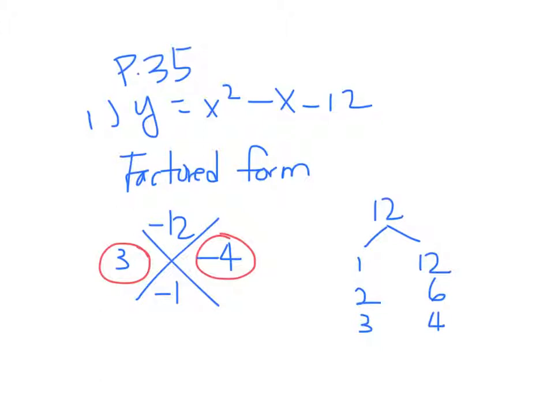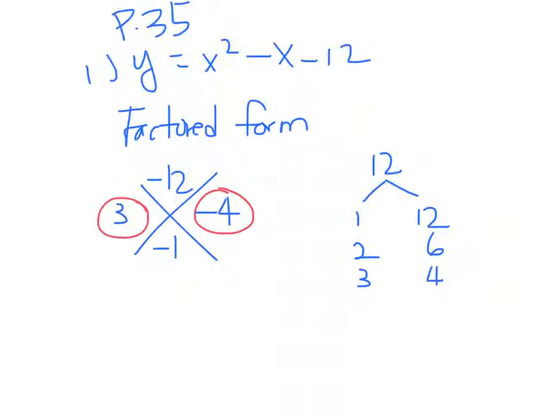Okay, so our very next step that you should not skip is the fraction form. I'm going to put a 1 on top. Why am I putting a 1, guys? Because my leading coefficient over here is a 1. Okay? And then what am I going to put at the bottom? 3 and negative 4, my two answers.